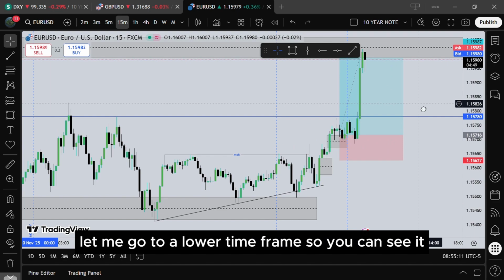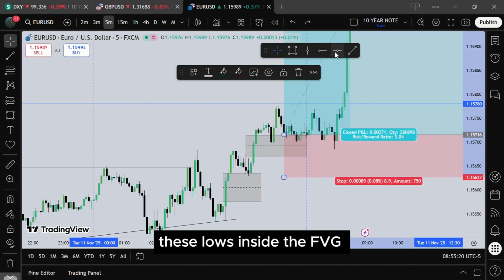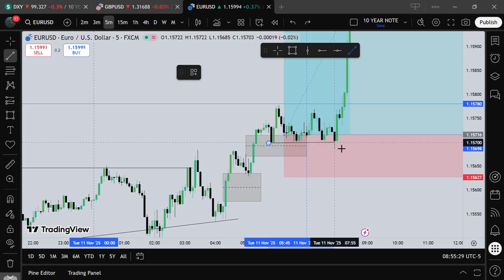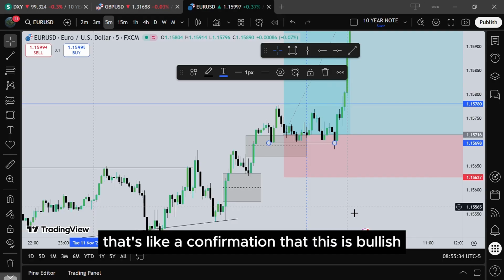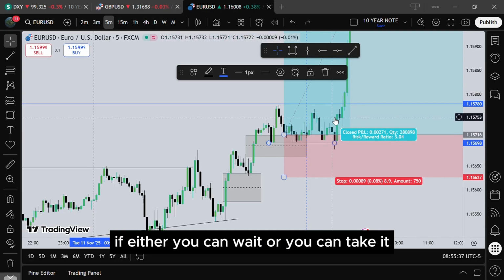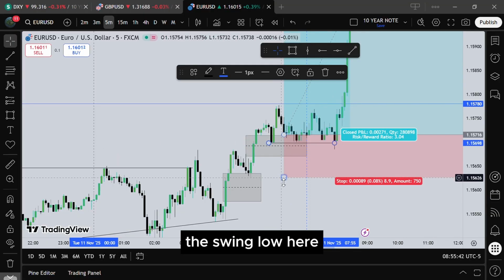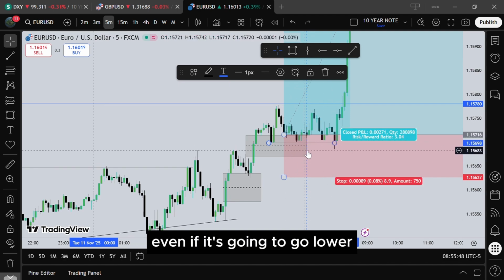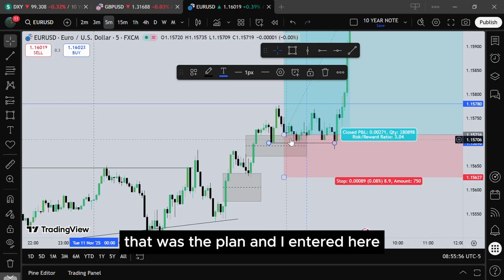Let me go to a lower time frame so you can see it. You can see what I'm talking about. The market raided these lows inside the fair value gap. Where's the line? You see these lows, that's like a confirmation that this is bullish. You can either wait or take it, but you must place your stop loss below the swing low here so it will not take you out. I was expecting that even if the market goes lower, it shouldn't pass this fair value gap on the 5-minute chart. That was the plan, and I entered here.